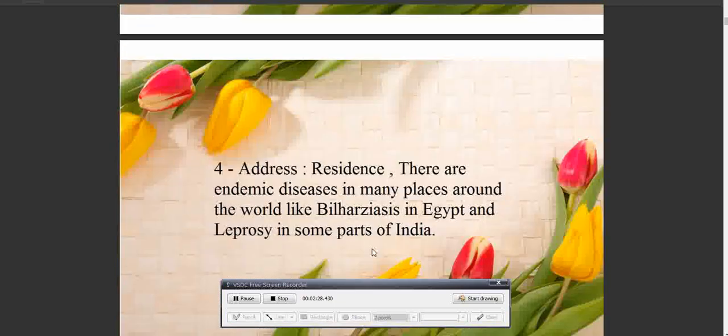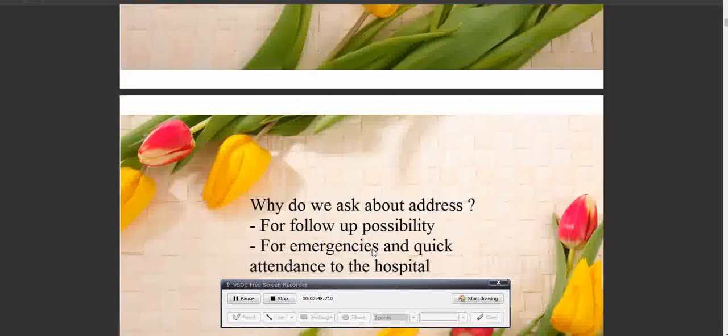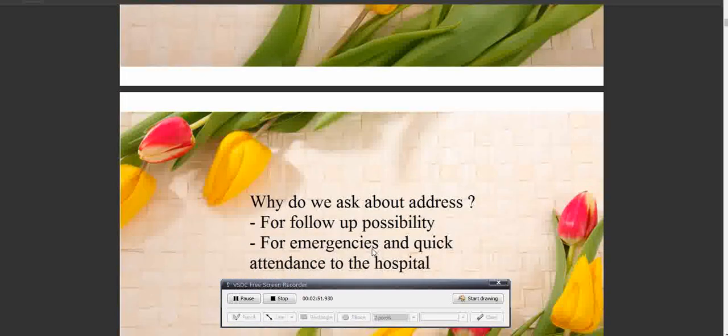Let's check on the residential address. When you talk about residential address, different areas have different conditions or diseases which affect those people, depending on the geographical relationship. Like there are endemic diseases in many places around the world, like bilharzia in Egypt and leprosy in some parts of India. So when somebody tells you where he or she stays, it is now easy to narrow your diagnosis, because you are obviously thinking of specific diseases that affect those people.